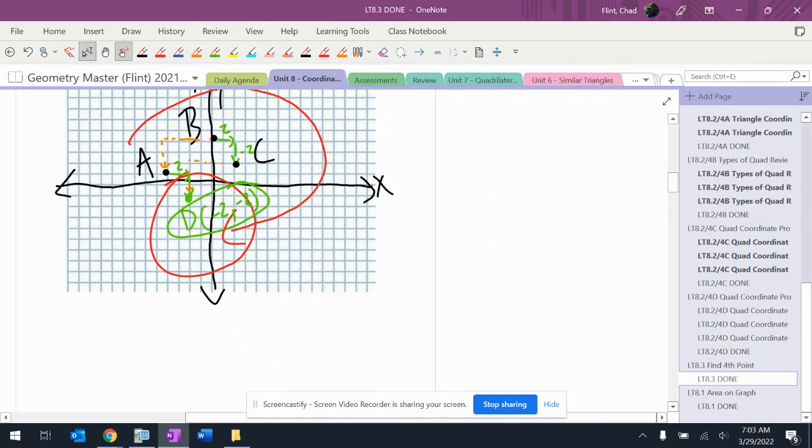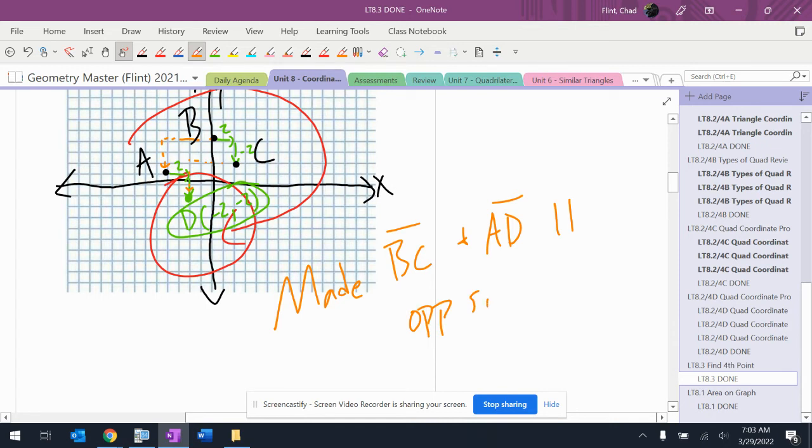And it says, explain how you did what you did. All right. I made BC and AD parallel opposite sides. And like a lot of things that we're doing in this particular unit, the answer is going to be the same all the time. So I'm constantly just going to say, well, I made BC and AD parallel opposite sides. Whatever the sides are, I make parallel opposite sides. It literally doesn't matter if it wants it to be a square or a rectangle or anything like that. I just need to make parallel opposite sides.